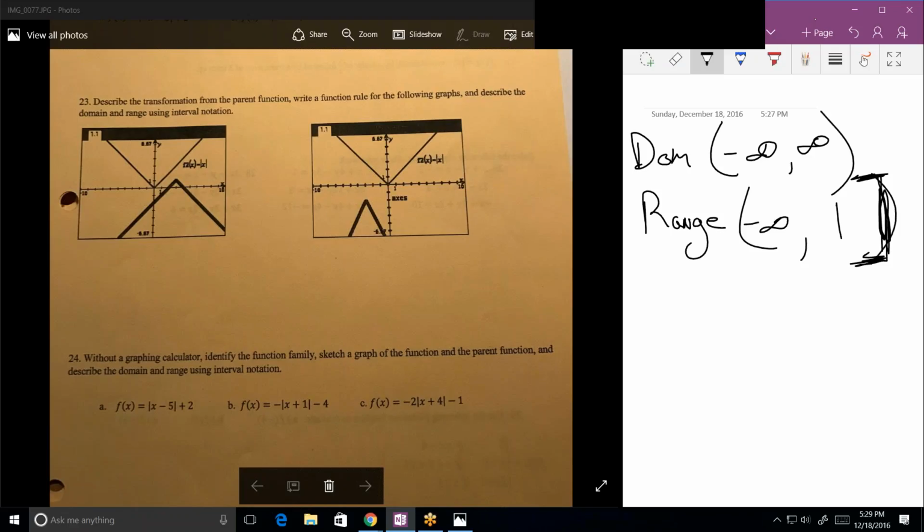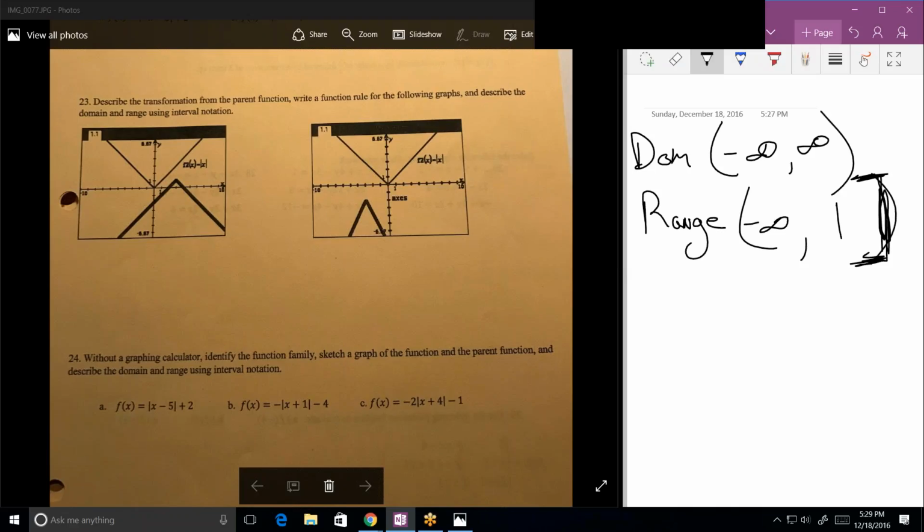Whether it's bracket or parentheses always depends on whether it can be equal to that. Sometimes you've got a vertical asymptote and it can't be equal to that. But in this case, it can be equal to 1. I'm looking at it right there. All right. Let's real quickly, in 1 minute, look at the second one there.